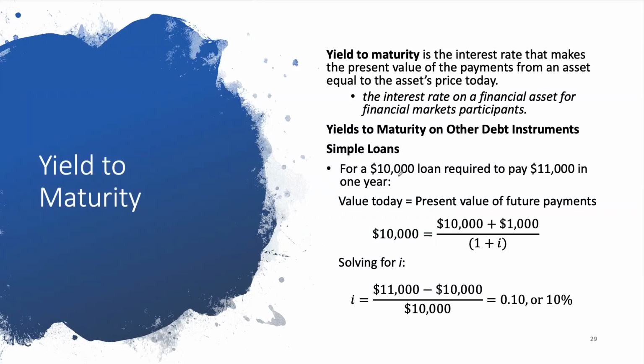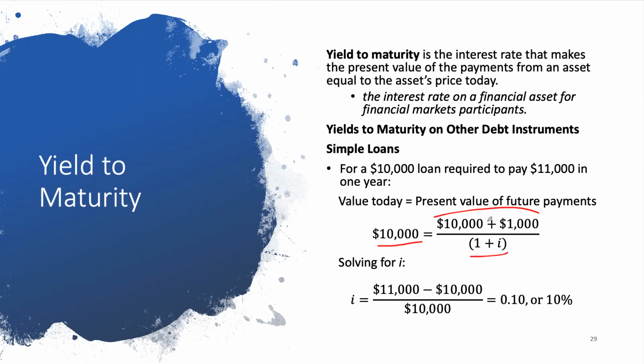So for instance, if I think about a simple loan, for a $10,000 loan that is required to pay $11,000 in 1 year, I can determine what the interest rate is, what the yield to maturity is, right? So I will receive $10,000 here. So the value today is $10,000. The present value from the future payments is going to be the $10,000 in principal that I get back, plus $1,000 in interest payment. So if I solve for i here, so that comes back 1 year from now.